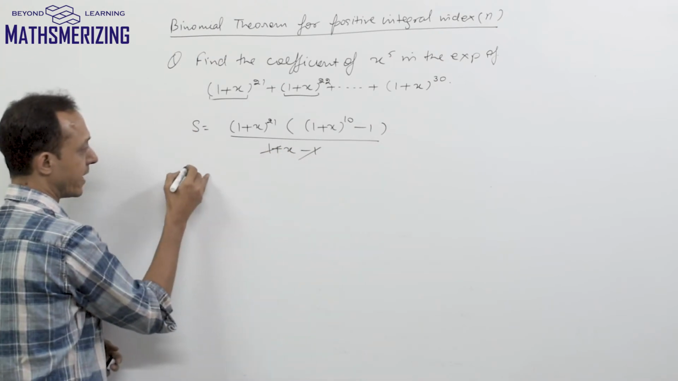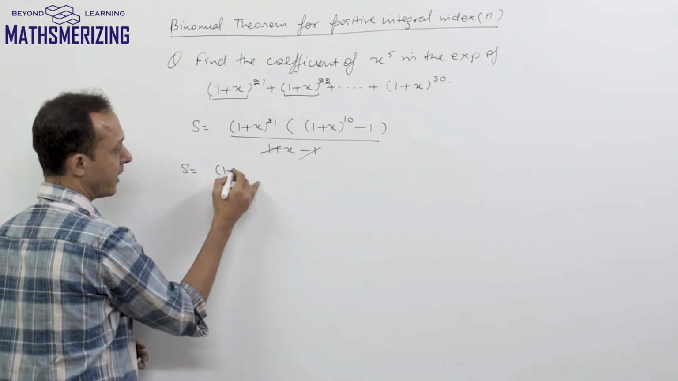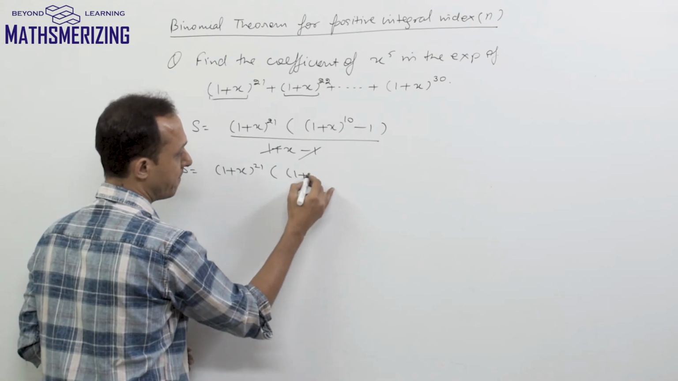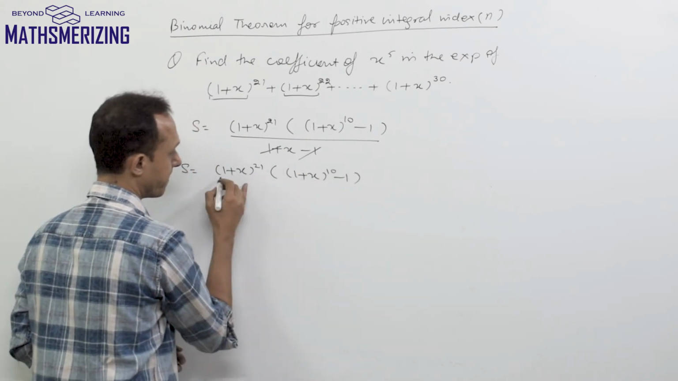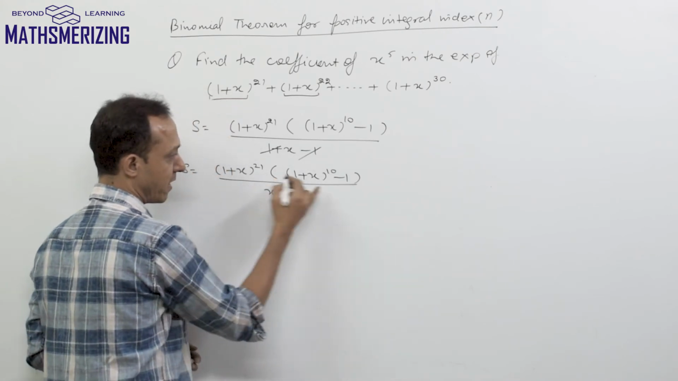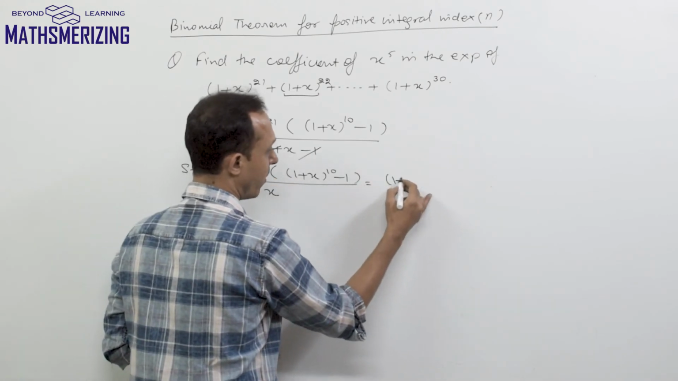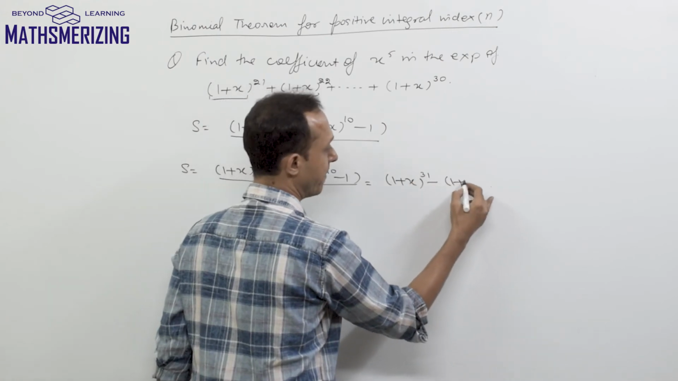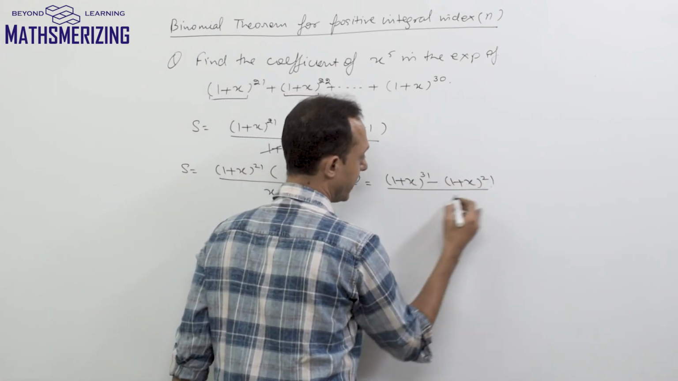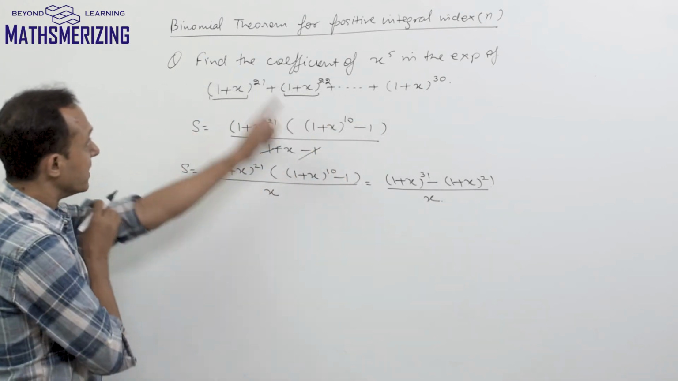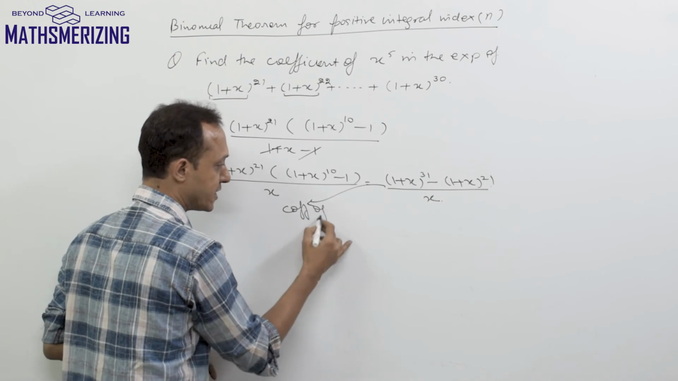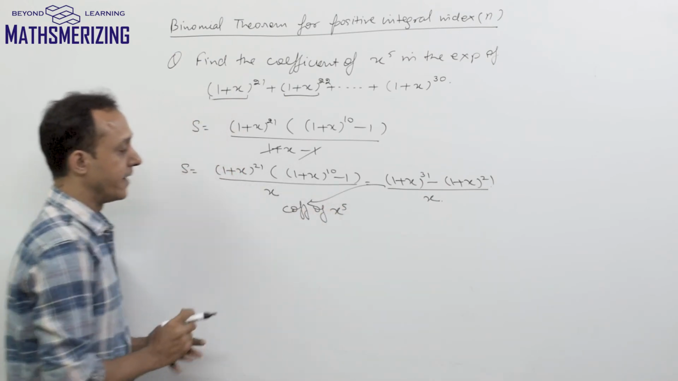So that gets cancelled. So I can write this series as (1 plus x) to the power 21 into ((1 plus x) to the power 10 minus 1) upon x. If I multiply it out, I can write (1 plus x) to the power 31 minus (1 plus x) to the power 21, divided by x. Now from this series, I need to find the coefficient of x to the power 5.